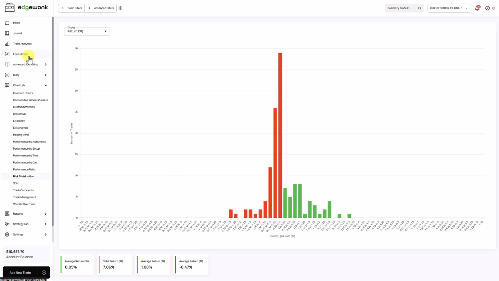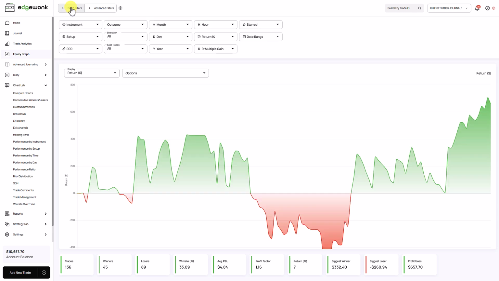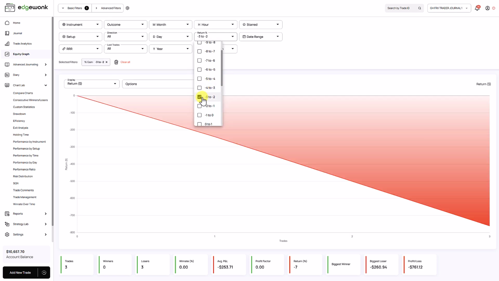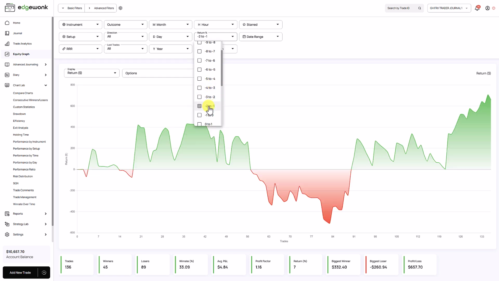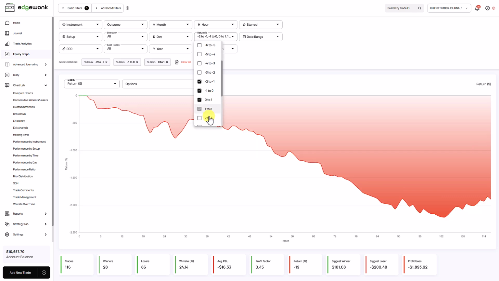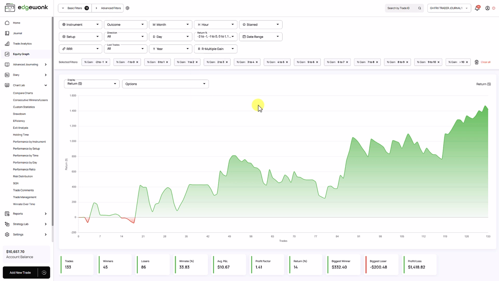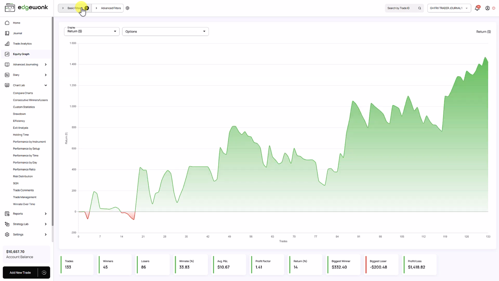But let's find out. So we go to the equity graph, we go to our basic filters, and here we want to take a look at all of the trades except for the 3 trades that fall into this bracket, right? So we're just going to tick all of those boxes. So we get all of his trades except for the 3 trades that we are excluding with a larger loss.